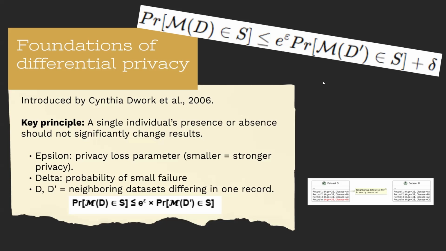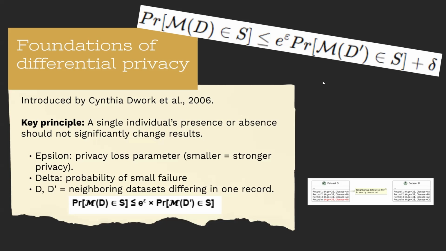We define a randomized algorithm called a mechanism, denoted by M, that takes the data as input and produces some output, such as a statistic or a model. The mechanism M is said to be (epsilon, delta)-differentially private if the probability of it producing any particular output is almost the same, whether or not a given individual's data is included in the dataset.